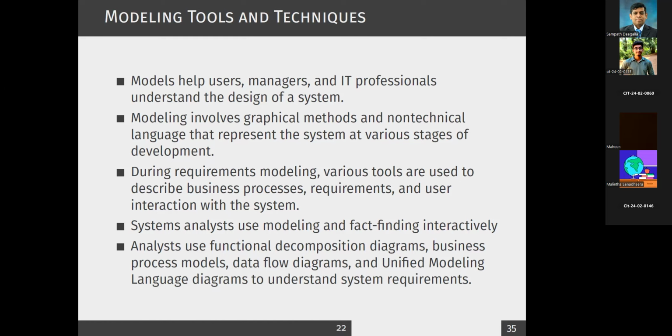We describe the business processes, operations. We describe requirements, user interactions, and then we develop the diagrams. For example, we say functional decomposition diagram, which we will discuss today, and business process model, again, we discussed today. And then data flow diagrams, UML diagrams, and so on. So all these are different types of modeling tools we use.